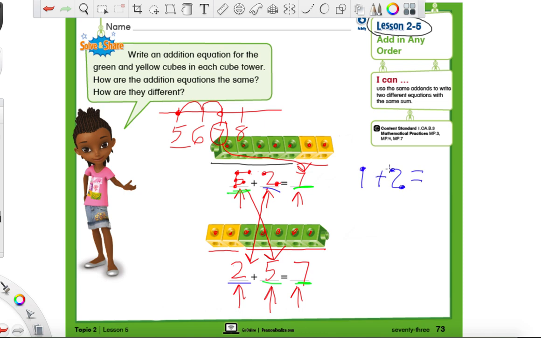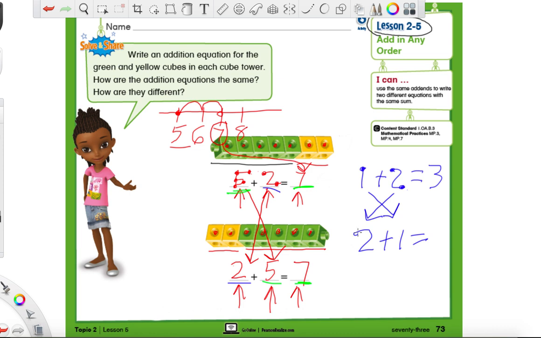So we have 1, 2, 3. So 1 plus 2 is 3. And now, check this out. We can flip-flop the numbers. If it helps you to make the arrows, that's fine. We put the 2 first and the 1 second.